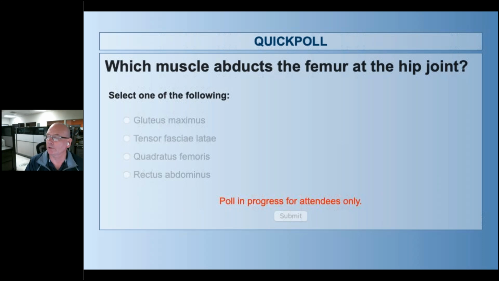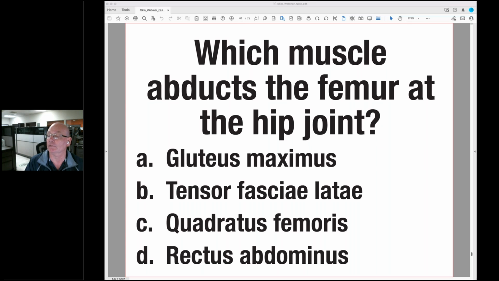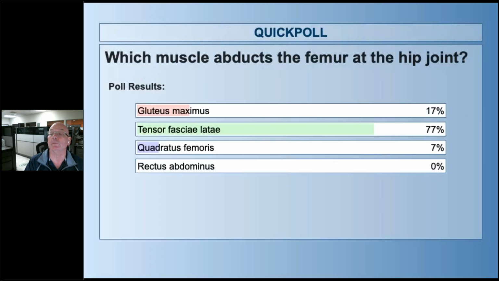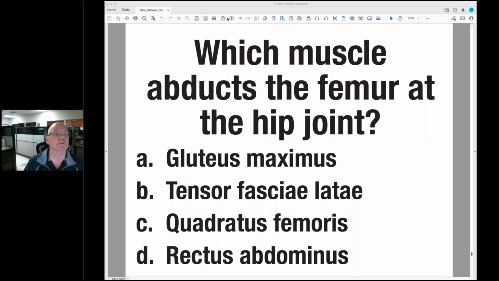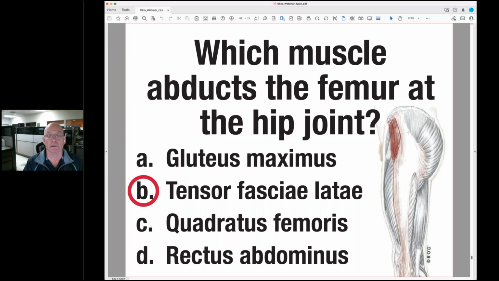This is kind of one that you learn in circulatory also. So I'm going to close the poll in 3 seconds. 3, 2, 1, 83%. Shoot. But most of you got it. 3/4 of you. Good job. Tensor fascia latae is correct. And that is the correct answer. It assists in abduction of the femur. Okay, bringing it out. Gluteus maximus does not.